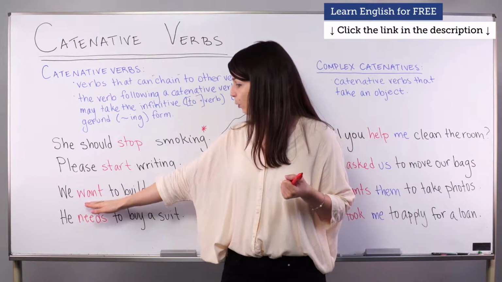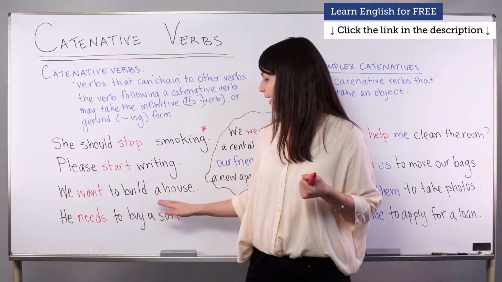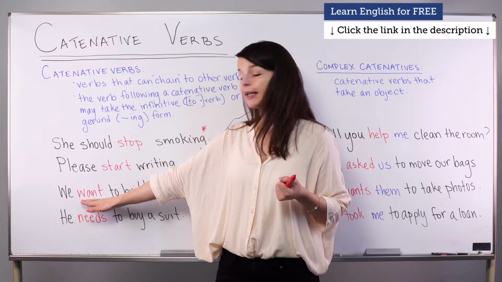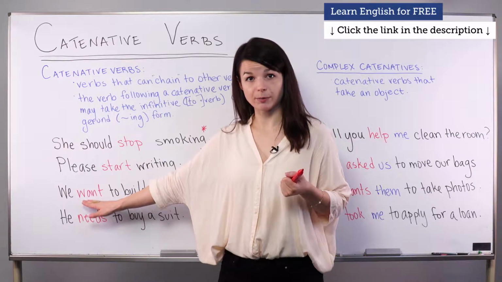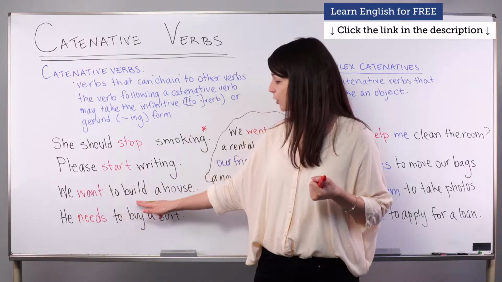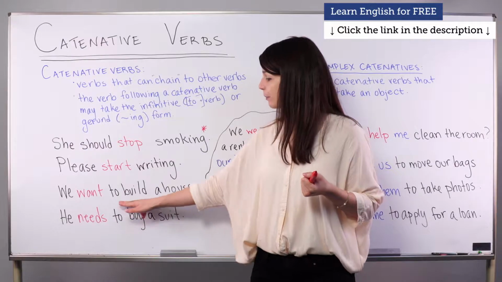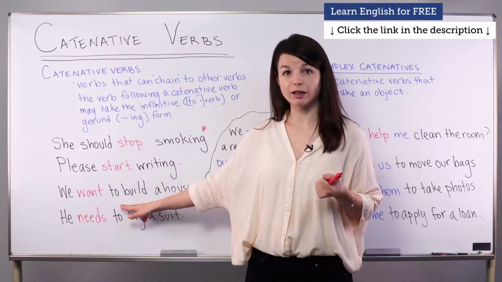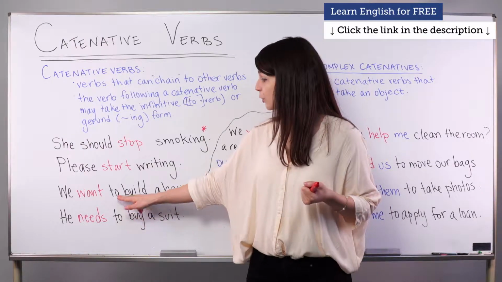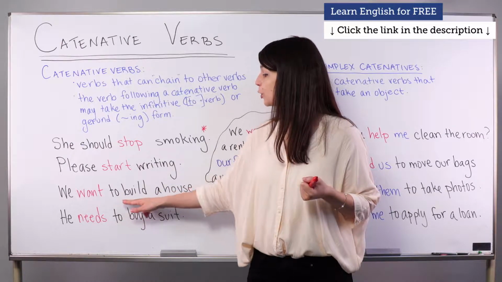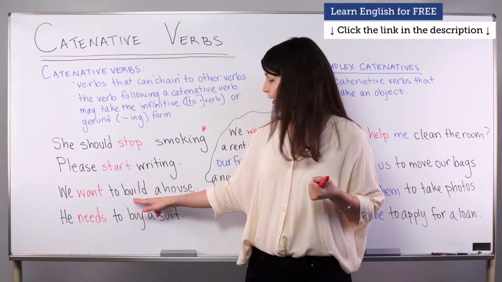Here, we want to build a house. So here's my catenative verb, the first verb here. Then I follow it with to build. So to and build together here. This is the infinitive form. I need to use to here. We want to build a house.